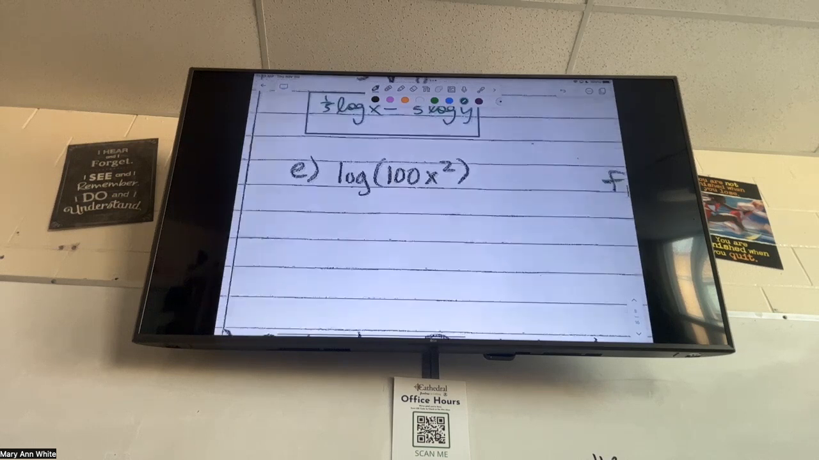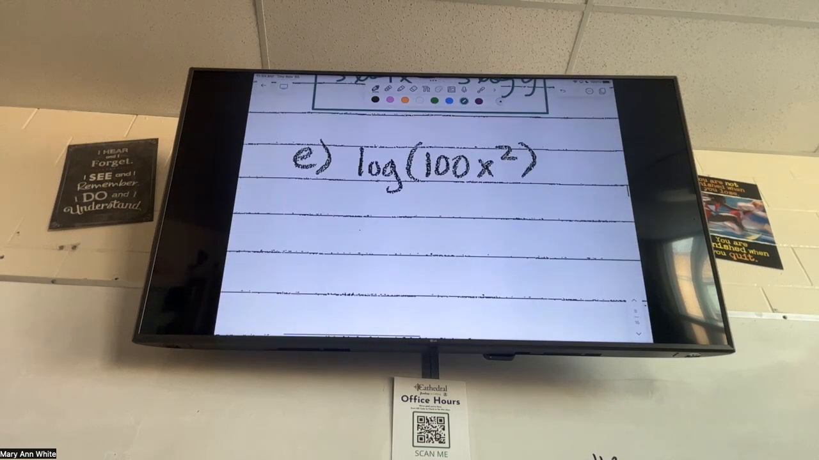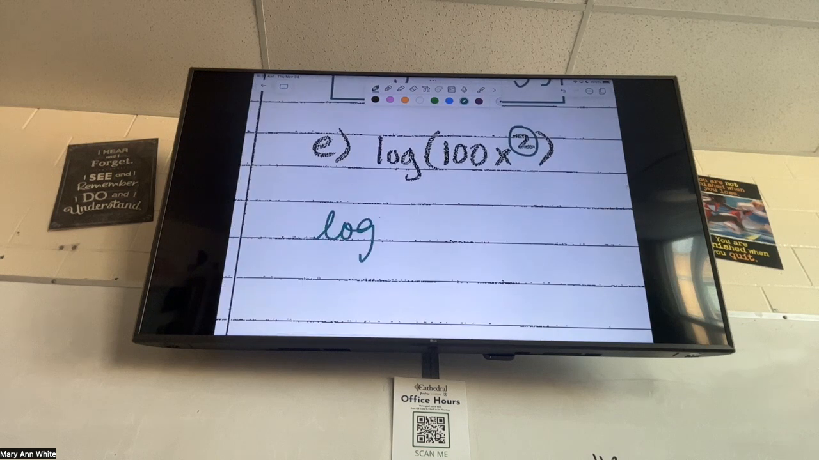Okay, here we go on E. What should I do first here? Move my exponent, so the exponent will go with the x, and then am I going to separate these 2 into a plus or a minus? Plus, so I've got log of 100 plus 2 log of x.